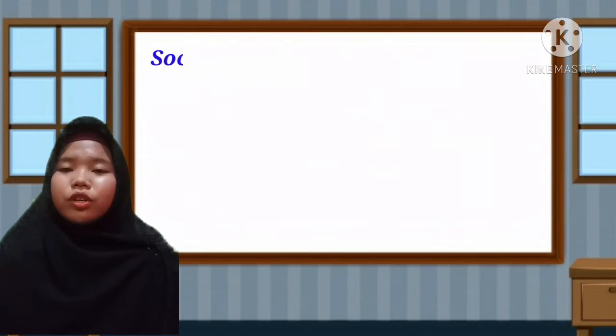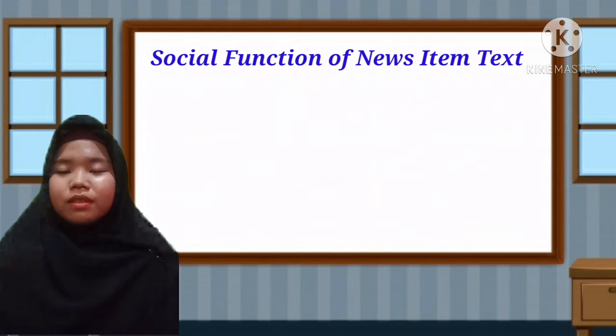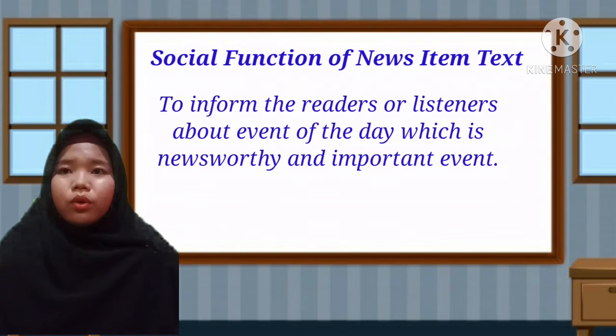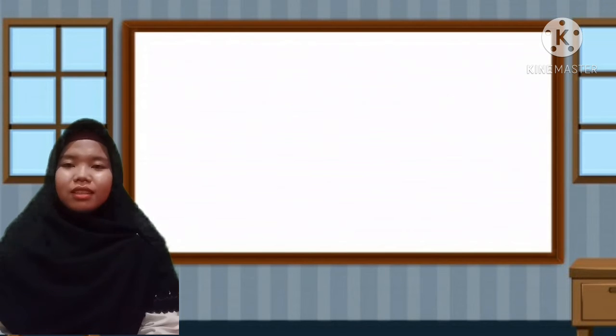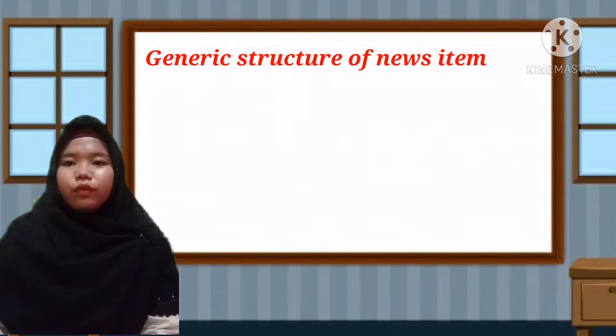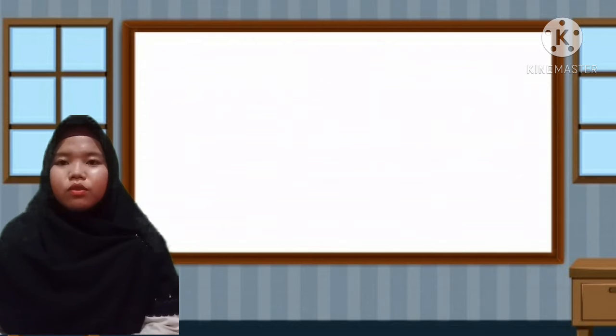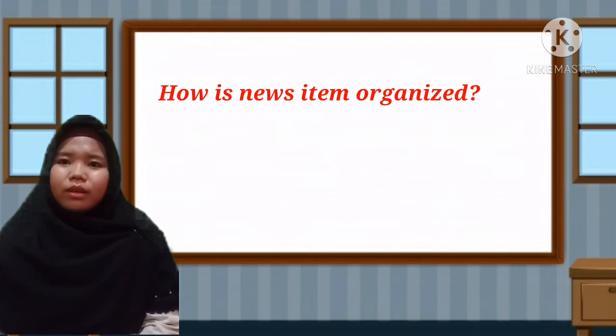Next is social function of news items. As we know, news item is a text that informs the readers about the event of the day. So, the social function of news item text is to inform the readers or listeners about events of the day, which are newsworthy and important events. Next is generic structure of news item text. So, how is news item organized?